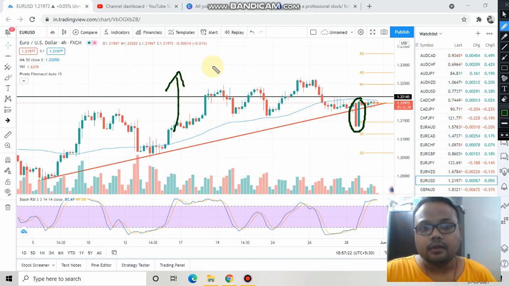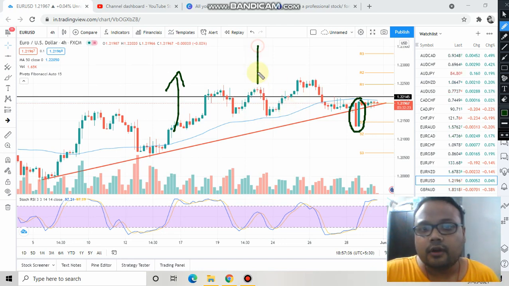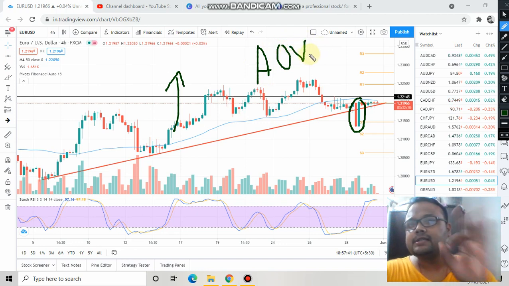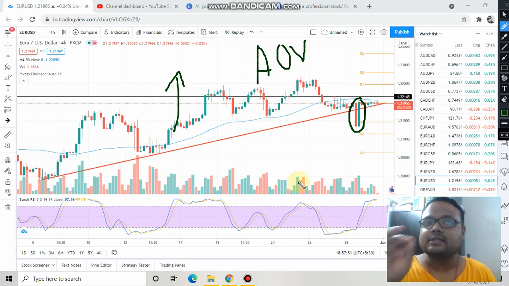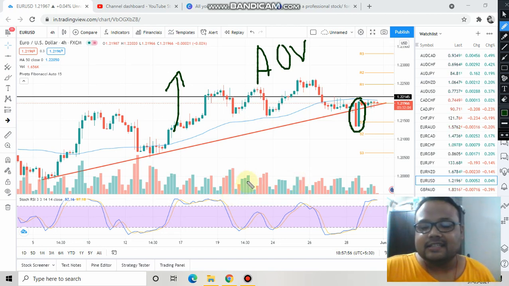Okay. And secondly, as I always say, you should always look for the area of value. Whether the market is in an uptrend or downtrend doesn't matter. Whenever you go for any trade or any order, you should always look for the area of value. Area of value means the best trading opportunity or the best trading position. In an uptrend market, the area of value is always near the support, and in a downtrend market, the best shorting opportunity or the best place is the resistance.